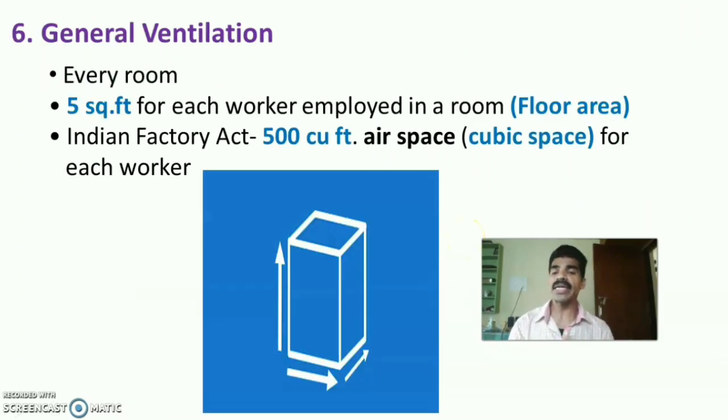Then general ventilation: maintaining adequate ventilation in every room of the industry or factory. That is minimum 5 square feet for each worker employed in a room, that we call floor area. So floor area in the industry or factory must be 5 square feet per worker or employee. Then according to the Indian Factory Act, there should be 500 cubic feet air space, that is called cubic space, for each worker. This is so that a person standing there gets adequate space for normal breathing. So this has to be maintained in the industry and factory, that is called general ventilation.